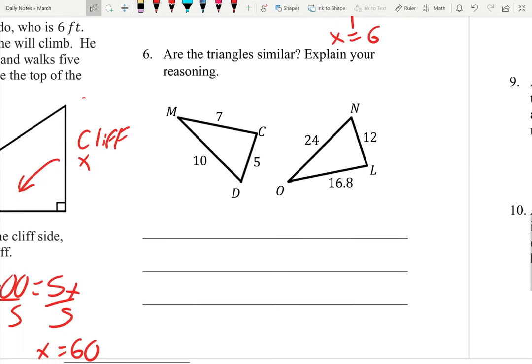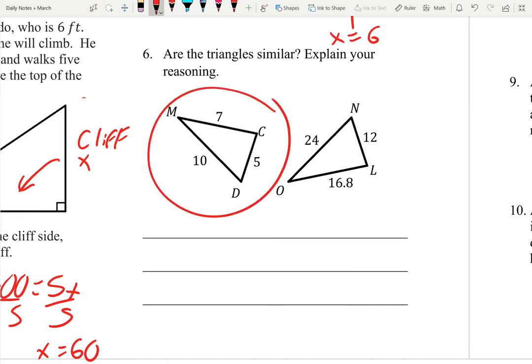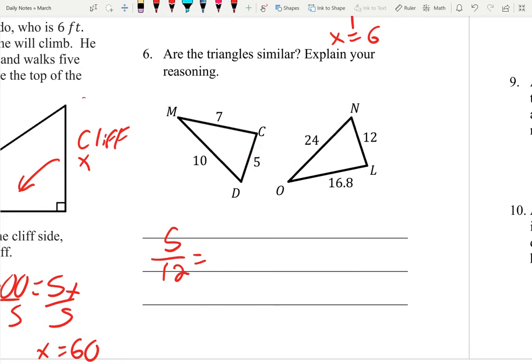Number 6, are the triangles similar? Explain your reasoning. To describe they're similar, we just have to set up their ratios and compare. The shortest side over here is CD, which is 5, and the shortest side over here is NL, which is 12. So 5 to 12, the shortest with the shortest. The medium sides are 7 to 16.8. And the longest side is 10 to 24.